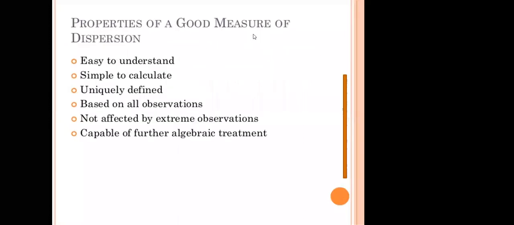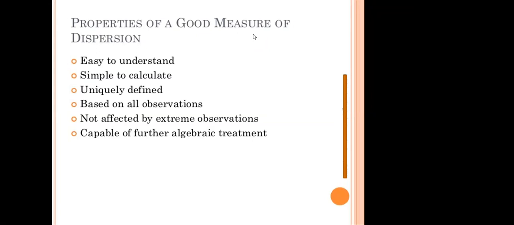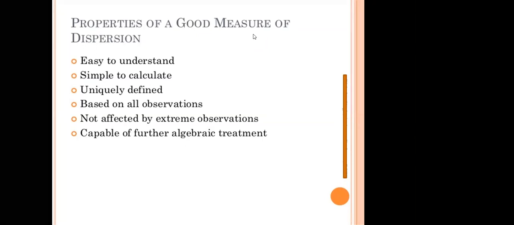Now, some properties of a good measure of dispersion. A good measure of dispersion should have these properties. First of all, it should be easy to understand. It should be simple to calculate. It should be rigidly defined. It should be based on all the observations or values. It should not be unduly affected by any single item. It should be capable of further algebraic treatment also.